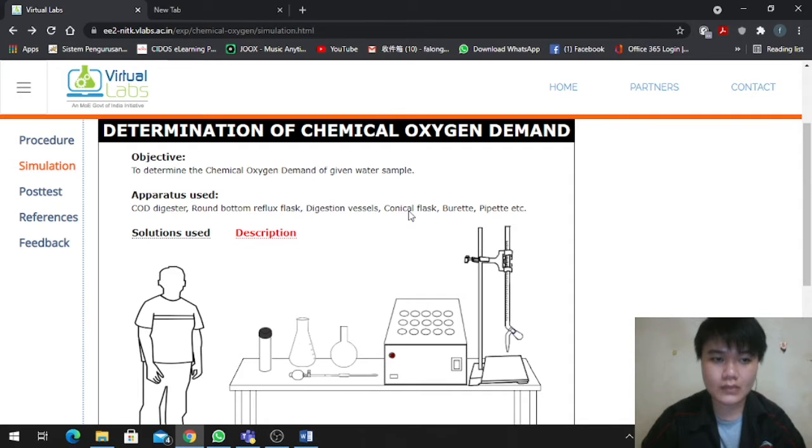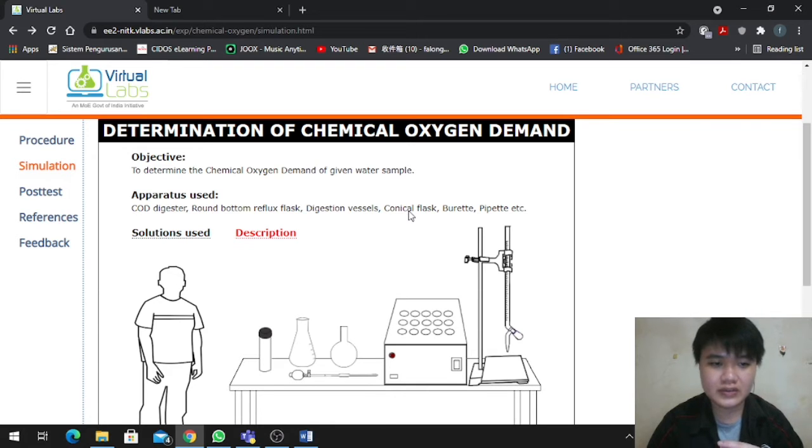11DKA19F1001. We will read about determination of chemical oxygen demand. The main objective is to determine the chemical oxygen demand of the given water sample.